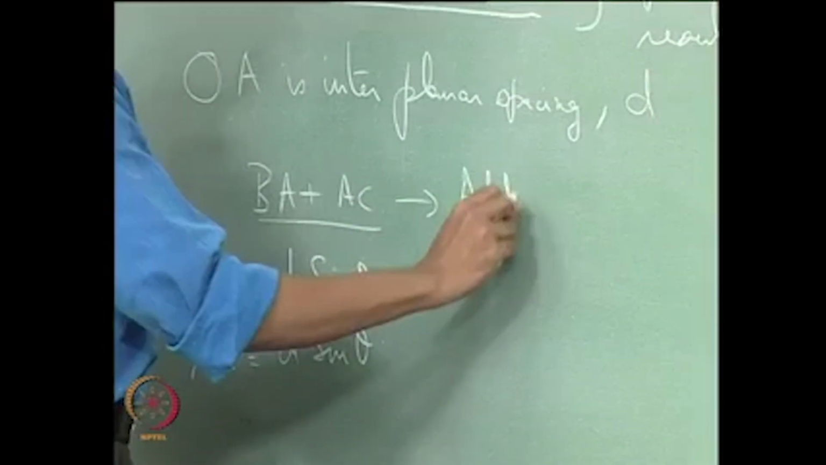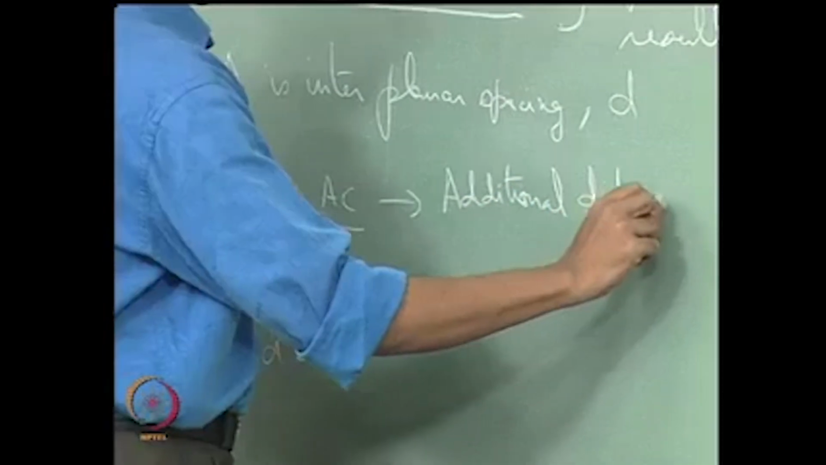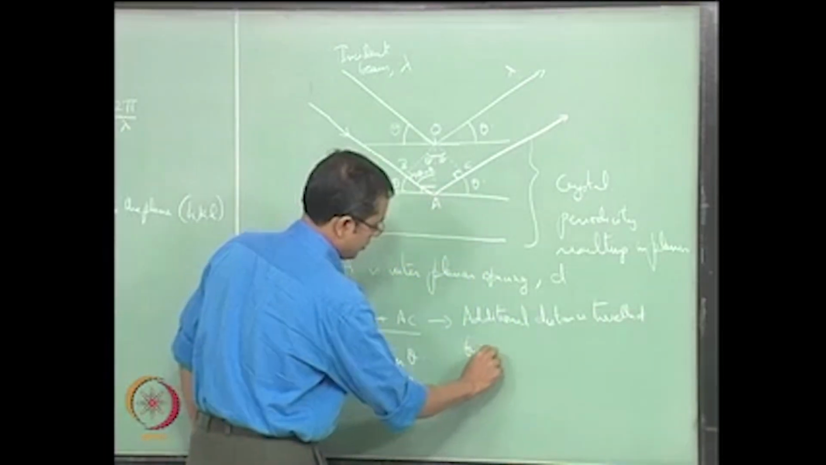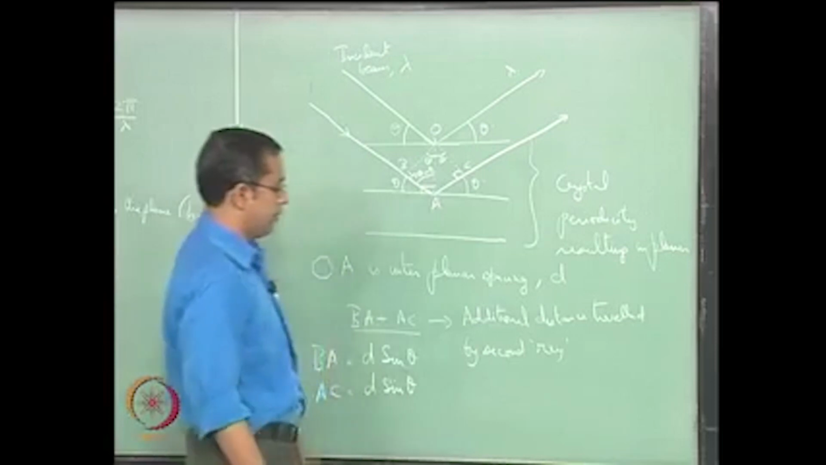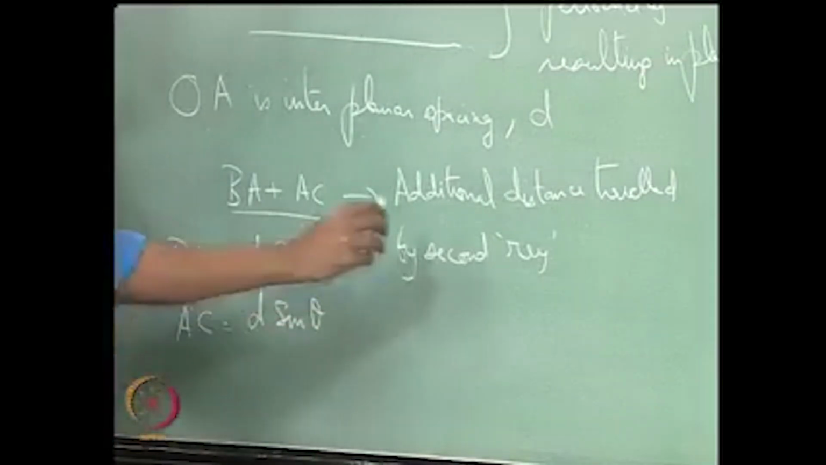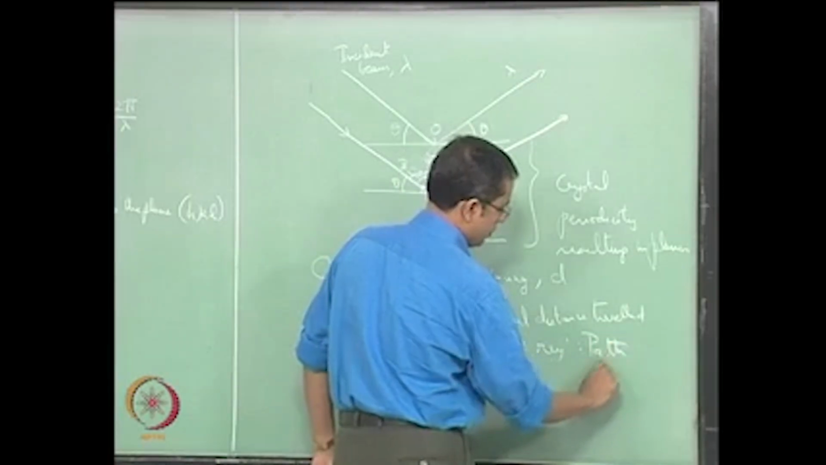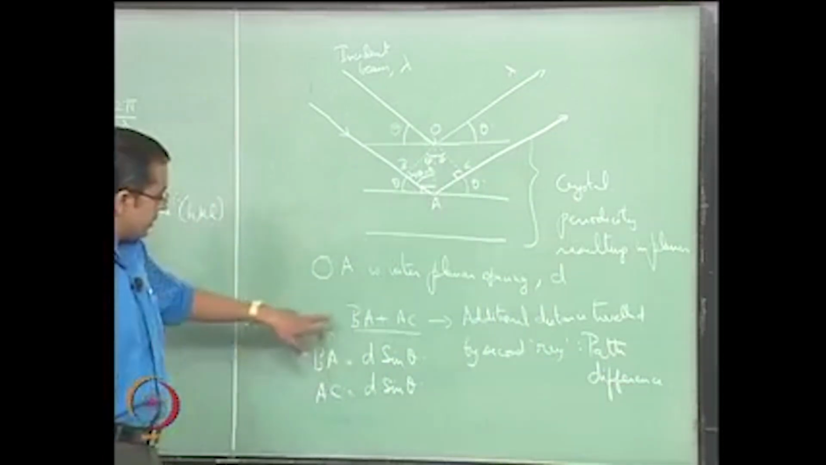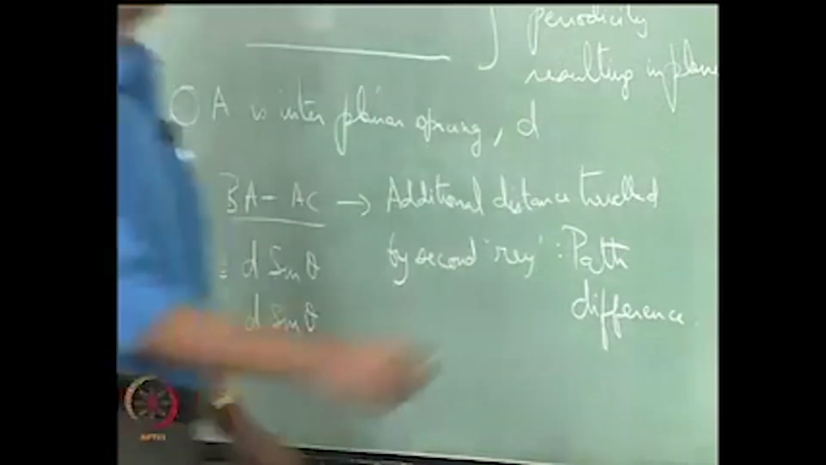So this is the additional distance travelled by the second ray of that beam of rays. The total additional distance, also called the path difference, is BA plus AC, each is d sin theta. So the total path difference is simply 2d sin theta.